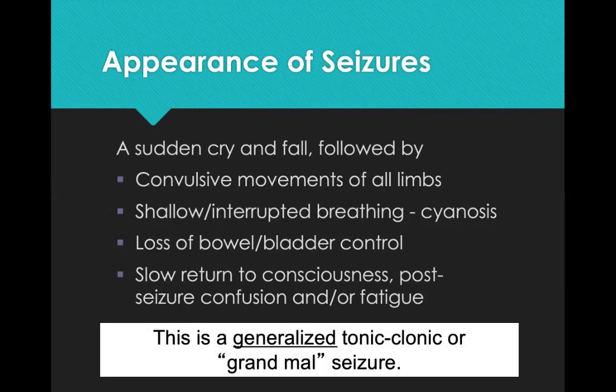So, what does a seizure look like? Well, you can have basically a sudden cry or fall that's followed by convulsive movements of all of the limbs. So, they start just convulsing and contracting all of the muscles within their body. We have shallow or interrupted breathing. And so we can actually see cyanosis, that blue coloring of the skin, because we're getting a lack of oxygen because our breathing is interrupted because of what's going on within the brain, and that disruption of the electrical flow that is stimulating us to breathe.